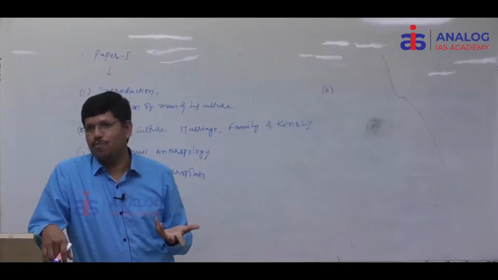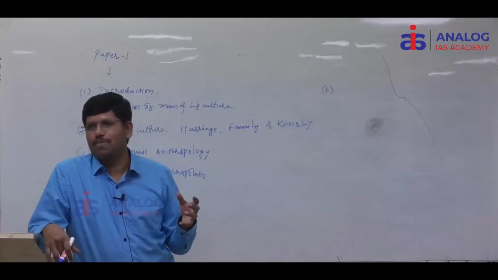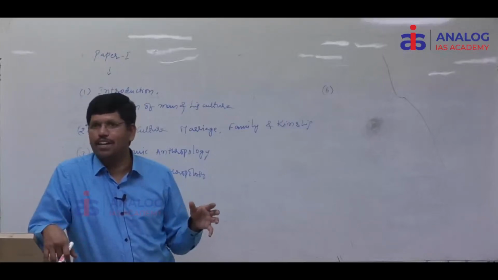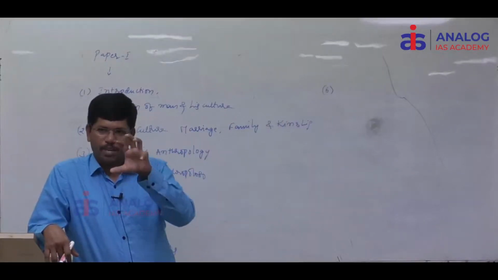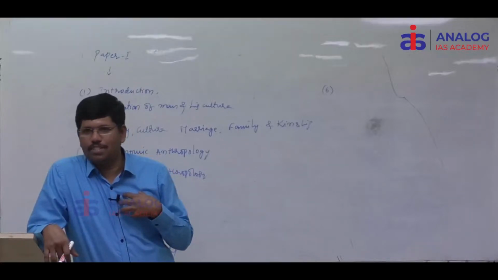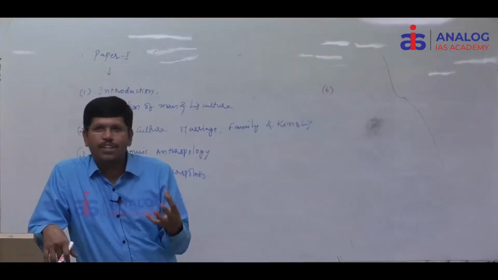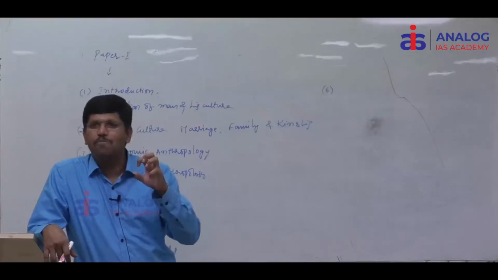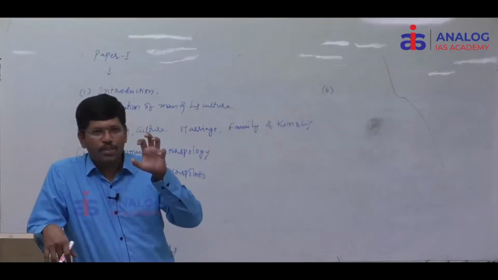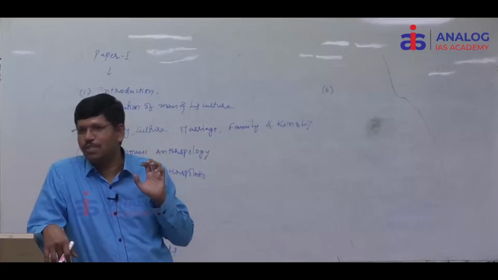That color is a symbol. Stethoscope is a symbol. Black color dress is a symbol for lawyer. Like this, there are symbols. Based on those symbols, our behavior will be changed. That's why if you want to understand a particular society, you have to study the symbols also. You have to study the meanings assigned to those symbols also.